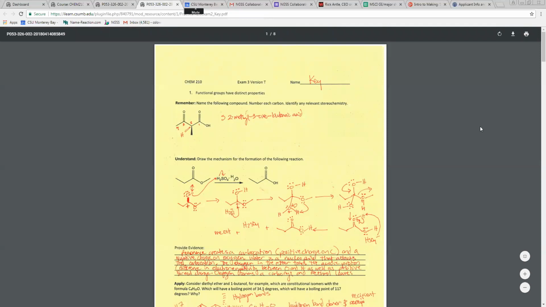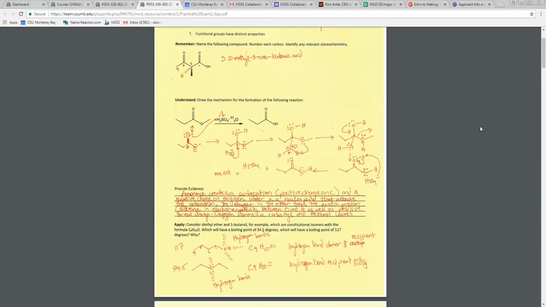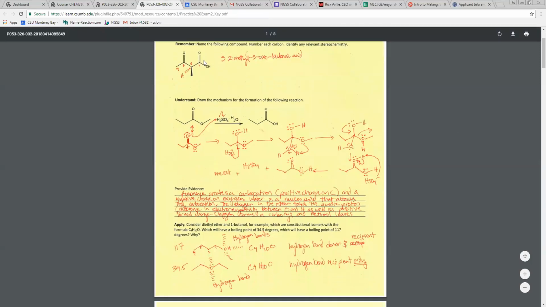Okay, let's take a look at the other practice problem. Name the following compound, number each carbon, identify any relevant stereochemistry. In this case, we're naming acids. So 1, 2, 3, 4, that's S-2-methyl-3-oxobutanoic acid.